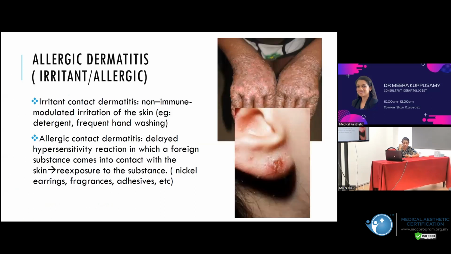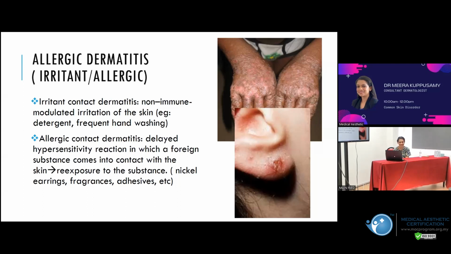Okay, the second commonest thing and sometimes not so well diagnosed is contact dermatitis. So you have two types, irritant and allergic. So the easiest way to remember this, irritant means everybody, all of us will react to it. However, allergic is only certain people will react. For example, if all of us put our hands in Clorox, we will get a contact dermatitis. So that is irritant contact dermatitis.